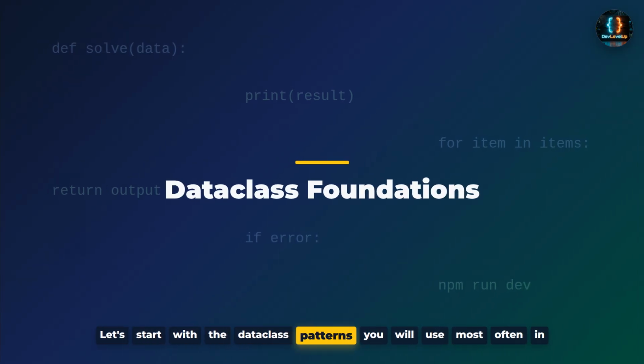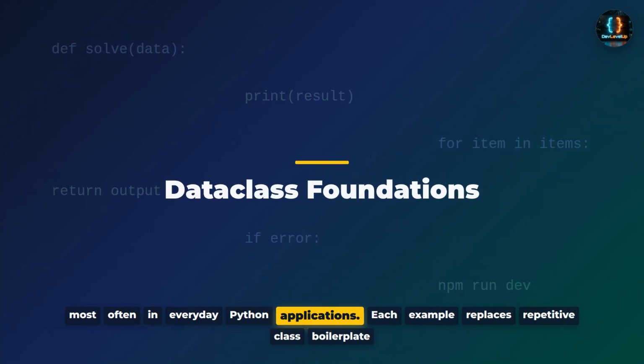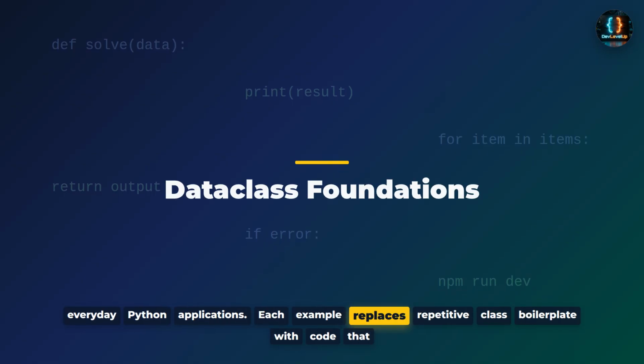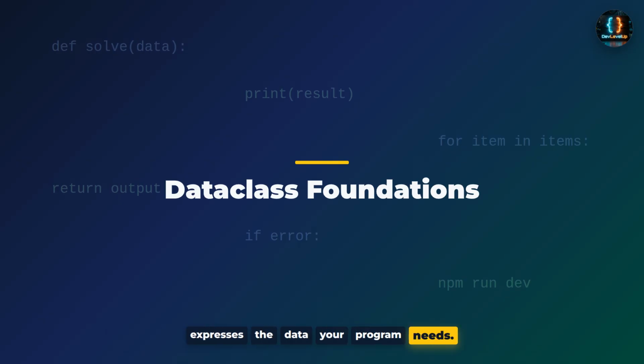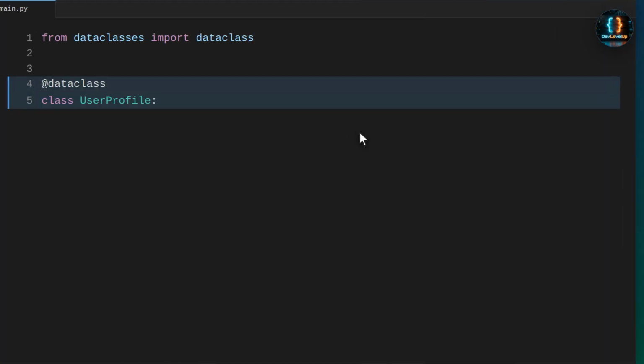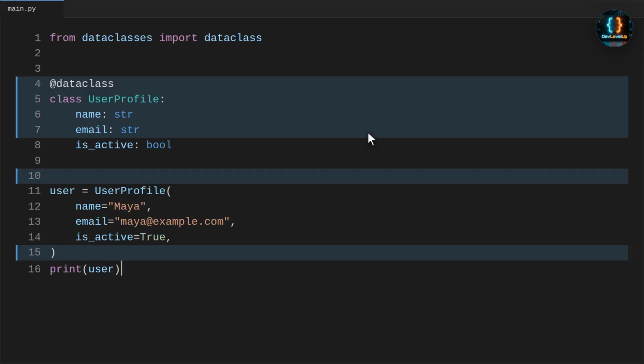Let's start with the data class patterns you will use most often in everyday Python applications. Each example replaces repetitive class boilerplate with code that clearly expresses the data your program needs. User profiles often move through an API, a database layer, and the user interface, so they should be easy to create and inspect. Let's model that data with a data class instead of writing constructor boilerplate. We define the fields, create a profile, and now run the script to see its useful automatic representation.